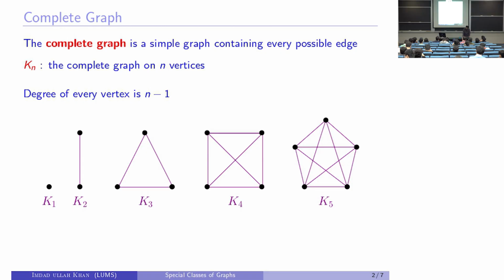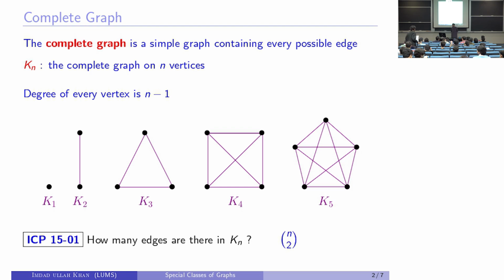Now you see, what's the degree of this vertex? In K5 the degree of every vertex will be 5 minus 1, right? In K3 the degree of every vertex will be 3 minus 1, 2. So how many edges are there in a Kn? Generally, in terms of n, what is the number of edges?